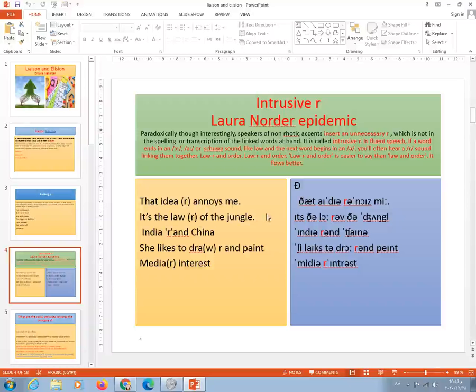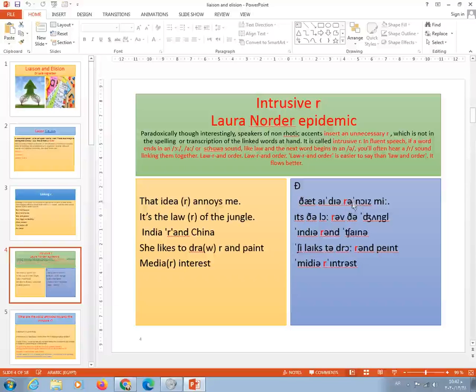You'll find that the word idea ends with the diphthong ear, and the last thing in it is the schwa. And the second word, annoys, starts with schwa. As you see here in the transcription, the first word idea ends with schwa, and the following word starts with schwa. So here they prefer inserting an R in order to link the two schwas.